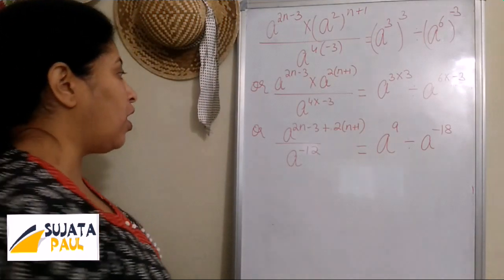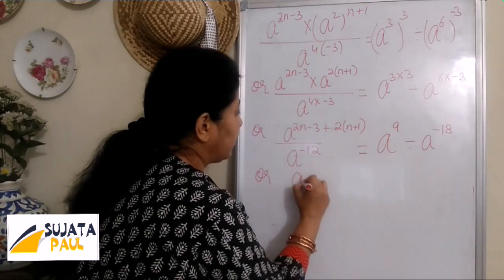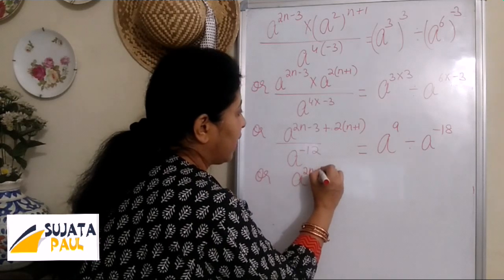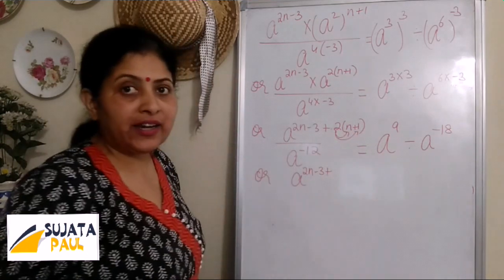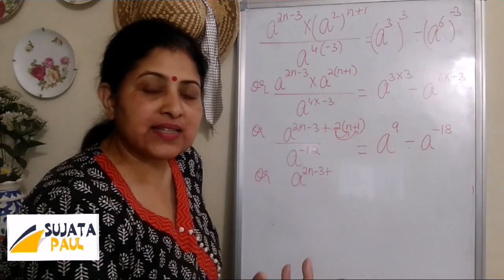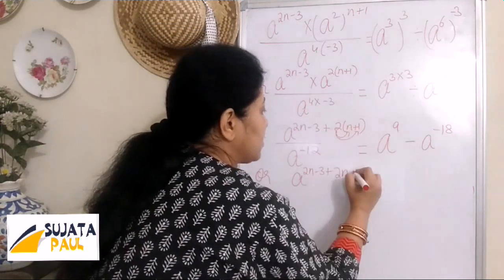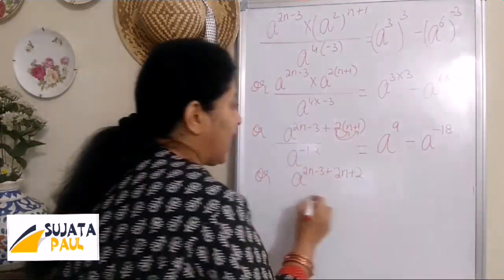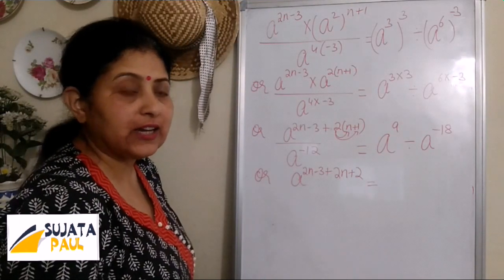Is that clear? Alright, now let's look at this. This can be written as a raised to the power of 2n minus 3 plus, I open this. So I multiply by 2. So plus, there is a plus outside, so whatever sign is inside, that is going to be written. So this becomes 2n, and 2 1s are 2 plus 2. And this side, I'm going to take this there, so that's why I haven't done anything here.